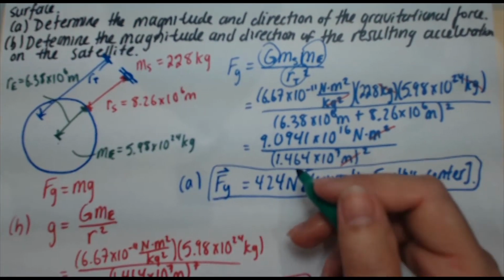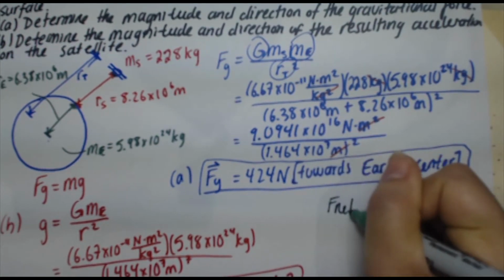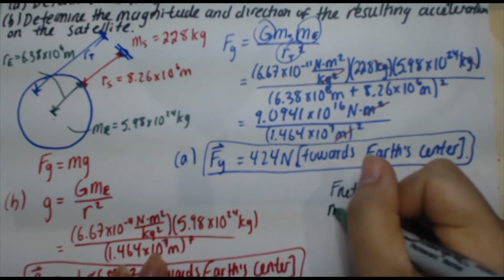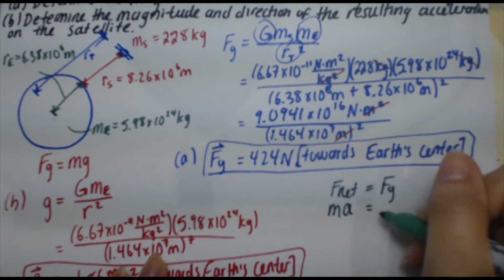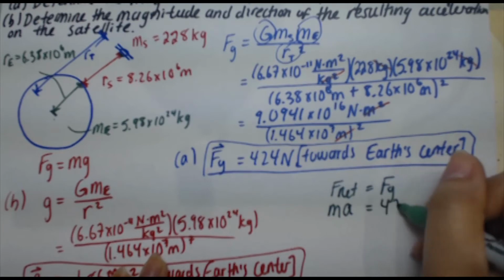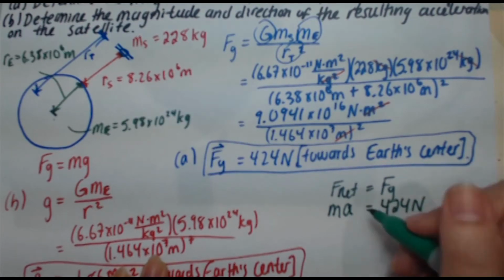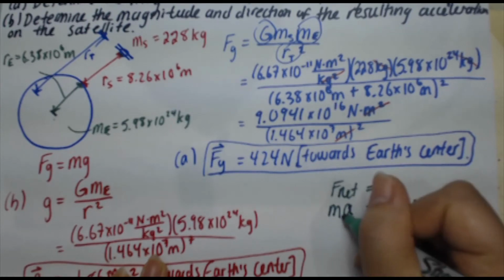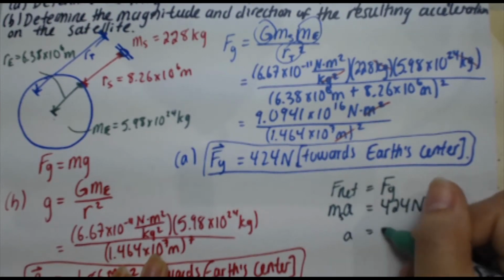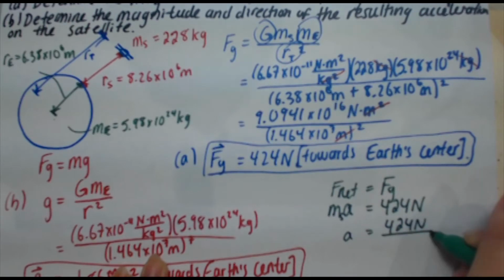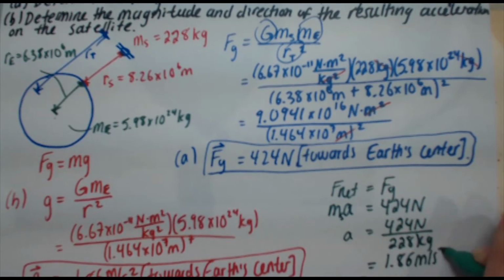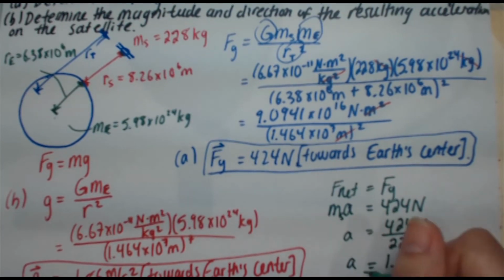So you could say that F net is equal to Fg here. And what is F net? F net is ma. What is Fg? Well, we just found it. It's 424 newtons, right? So what's the mass here? In the case of Newton's second law, this turns out to be the mass of the satellite. So acceleration is 424 newtons divided by 228 kilograms. And when you do that, you're also going to get 1.86 meters per second squared, of course, towards Earth's center.